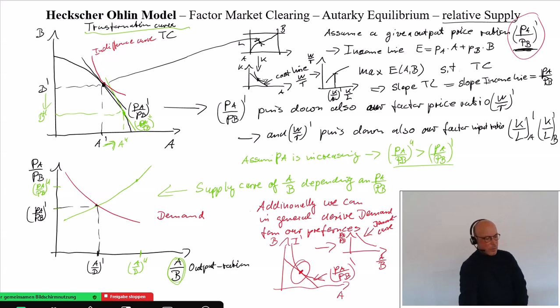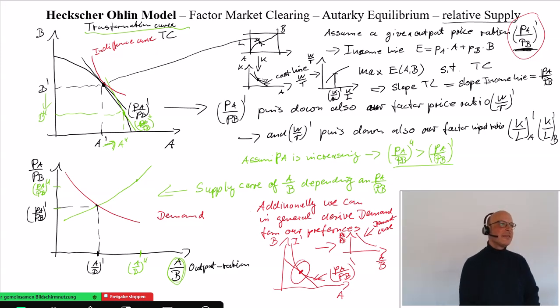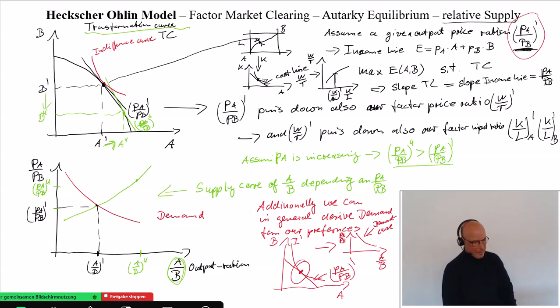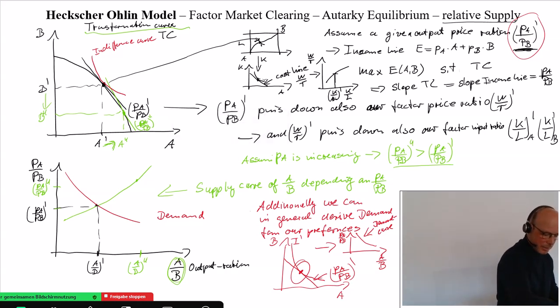So what we have done here is, so to speak, the general equilibrium of one country. And the next step on Thursday will be to look simultaneously at the two countries and then ask what happens if they open their borders and introduce trade. Okay, thank you very much for today. I write it down here. So this is the autarky equilibrium.